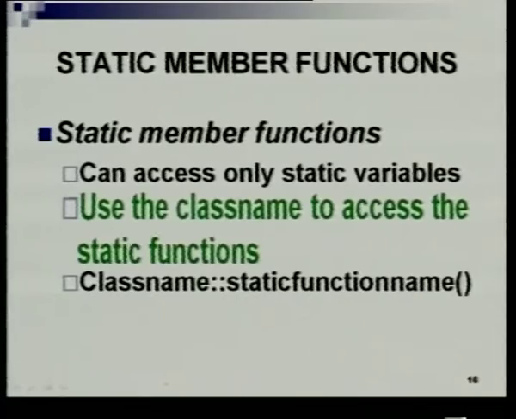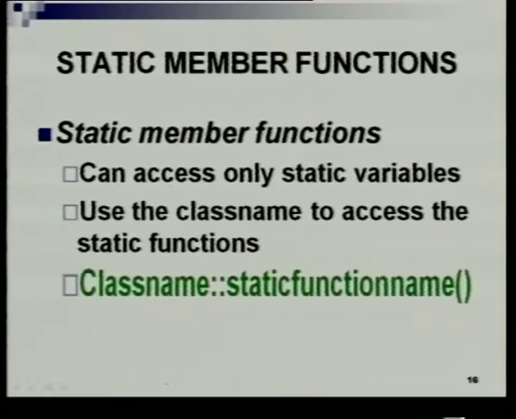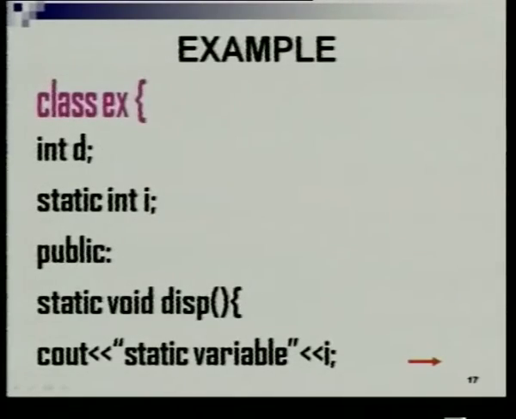This uses the class name to access the static functions. So, even to access the static functions, it has to use the class name in which it has been declared. The syntax is like this: class name followed by the scope resolution operator and the static function name. This is how the static functions are called and executed. Now, we will see an example of these static members and static member functions. Here we have the class EX. We have an integer variable D. We have a static integer variable I.